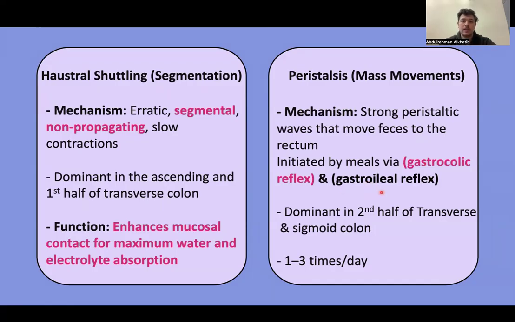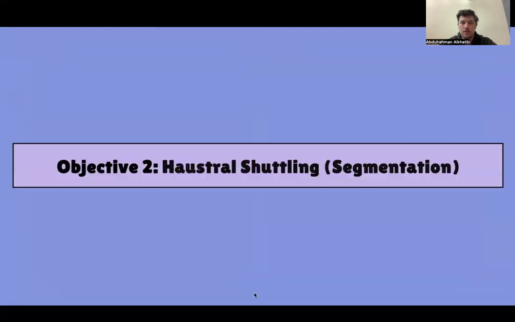Now, one key feature that differentiates these 2 types of contraction is that the haustral shuttling is dominant in the ascending and in the first half of the transverse colon, while the peristalsis is dominant in the second half of the transverse colon as well as in the sigmoid colon. Now, the peristalsis usually happens quite a few times a day, usually 1 to 3 times in a normal individual. So that was just a brief overview.